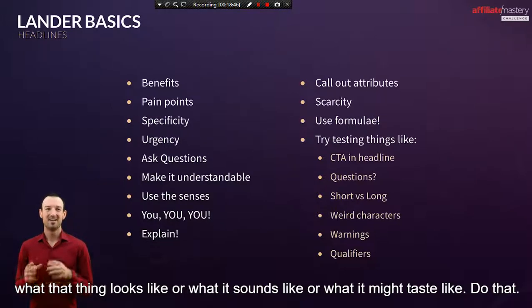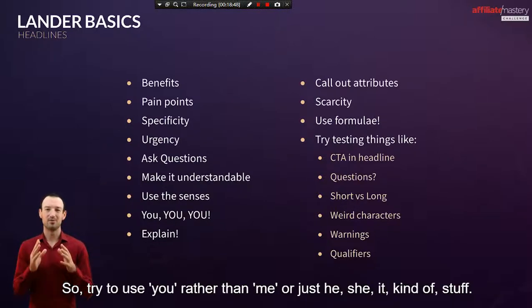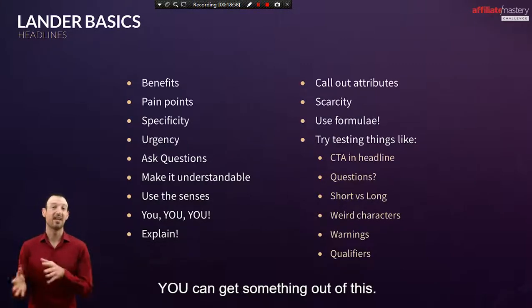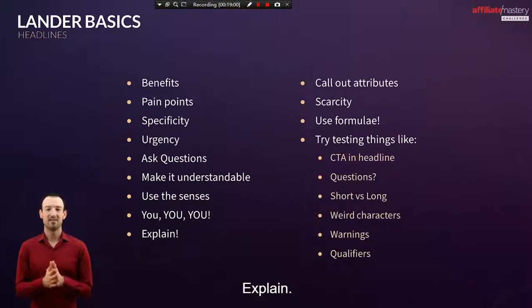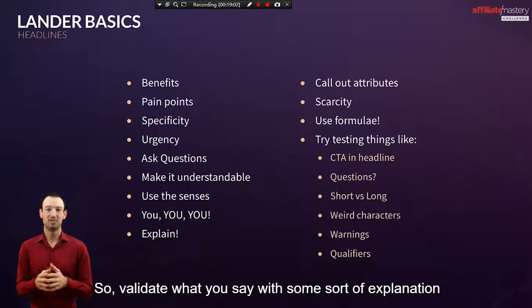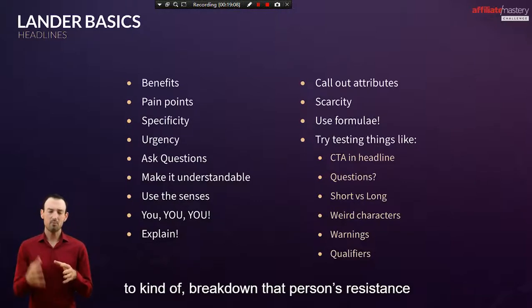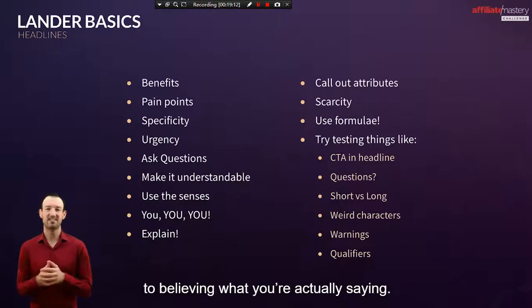Do that. Try to use "you" rather than "me" or just he, she, it kind of stuff. Appeal to that person directly and tell them that they can get something out of this. Explain. Validate what you say with some sort of explanation or justification for why that's the case, to break down that person's resistance to believing what you're actually saying.